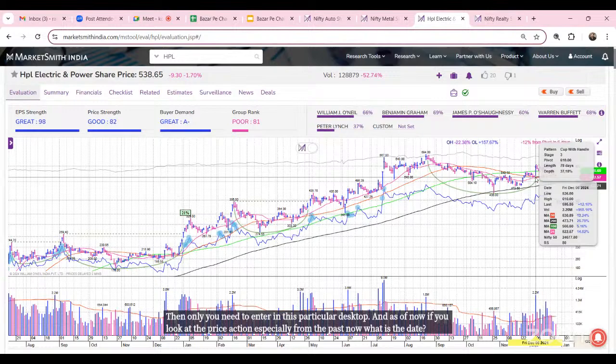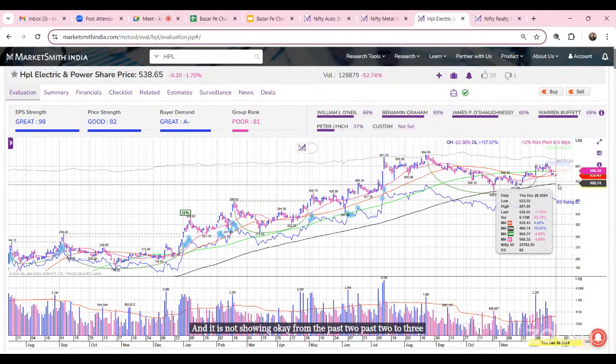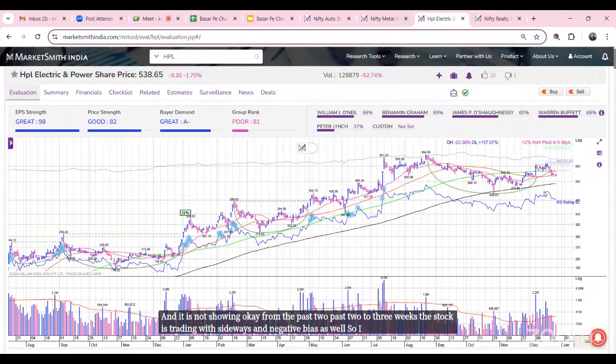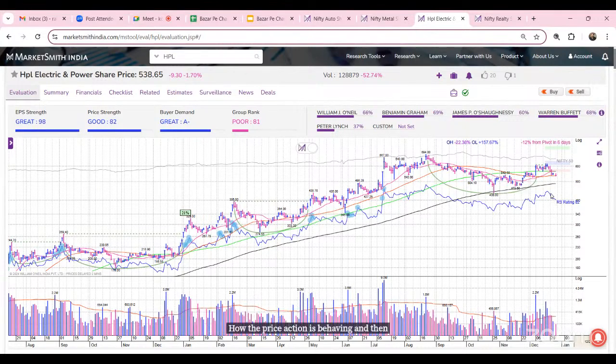The date is not showing. From the past 2 to 3 weeks, the stock is trading sideways with a negative bias as well. So I think you need to wait and watch how the price action is behaving, and then accordingly you can take the action.